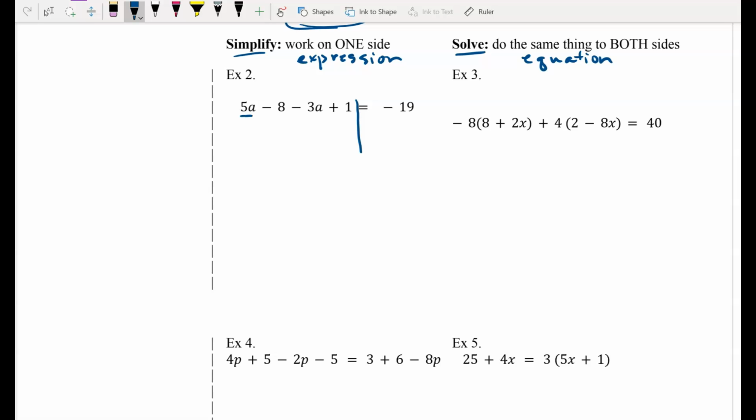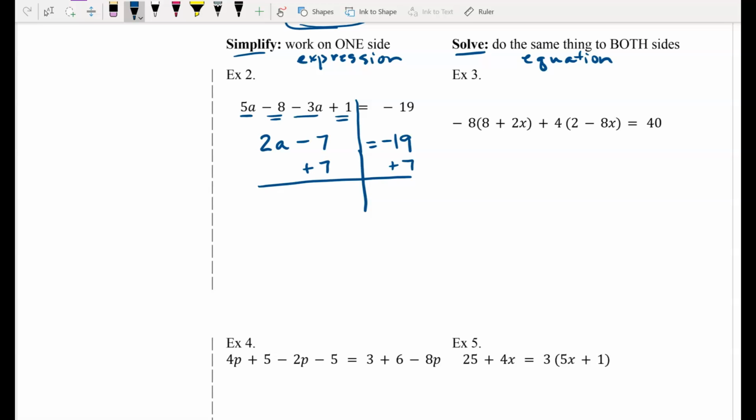I notice that I have a 5a and a minus 3a, and I can combine those like terms to be 2a. I also notice that I have a minus 8 and a plus 1. If I combine those like terms, I get minus 7. And then that's equal to negative 19, which is already a simplified expression. Now I'm ready to solve this equation, so I'm going to extend my vertical line, and I'm going to undo this minus 7 first. Remember, I'm going in the opposite order of operations.